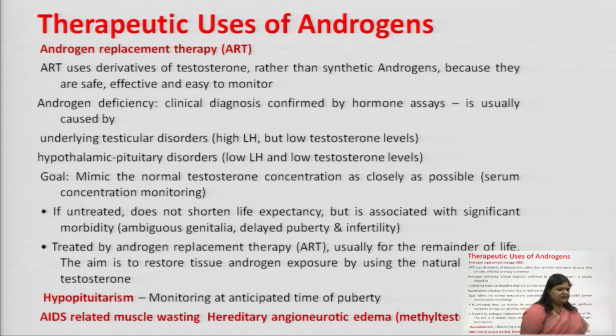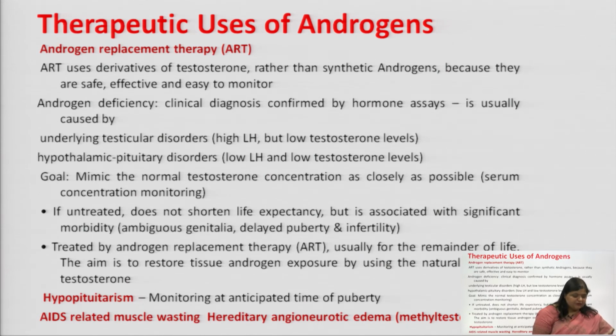These androgens are generally used as replacement therapy. In this case again, we can use derivatives of testosterone. Generally synthetic androgens are not used. These derivatives of testosterone are safe, effective and easy to monitor, so they are used. Now what do we mean by androgen replacement therapy?